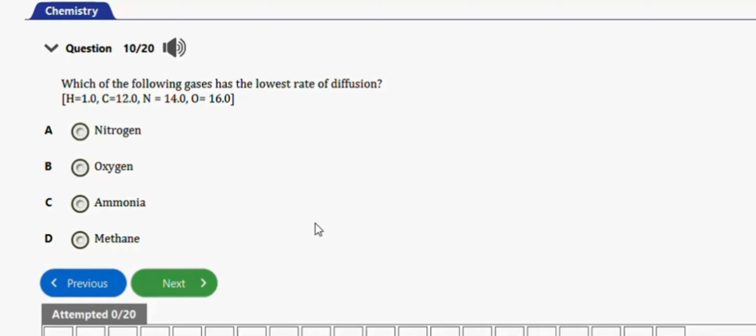The way I decode it is from the relative atomic mass I have. So the higher the relative atomic mass, the lower the rate of diffusion. Okay, that's the way I understand it. So you can see oxygen has the highest relative atomic mass here, 16, followed by nitrogen. Alright, so that's it for this question. Next question will be this one.